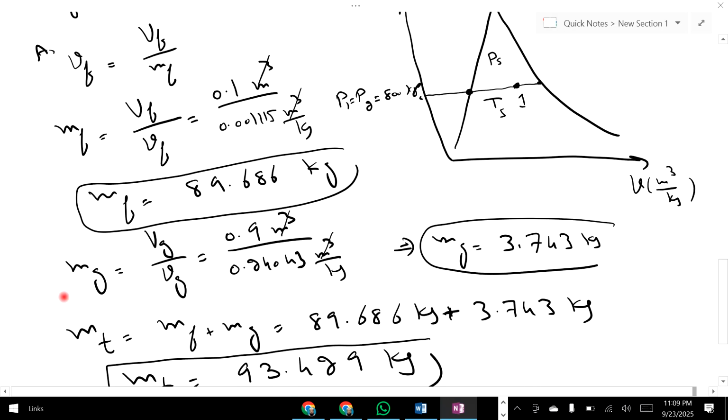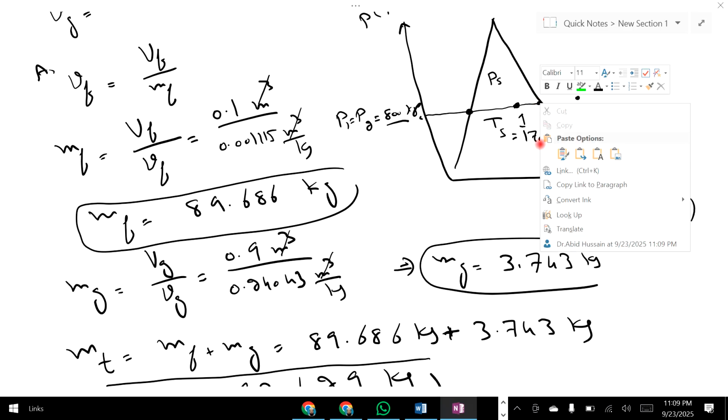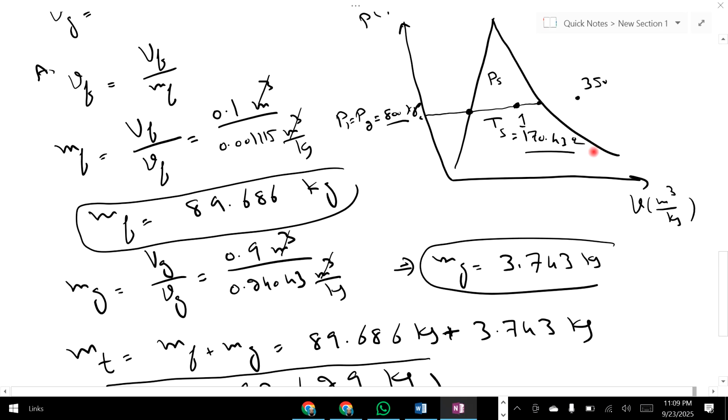It means that this is the PV diagram. From this point to this point at constant pressure, temperature is 170.43 degrees centigrade. It means that 350 degrees centigrade will be here, beyond this point, because up to this point temperature is 170.4. So this is point 1 and this is point 2. T2 equal to 350 degrees centigrade is superheated temperature.